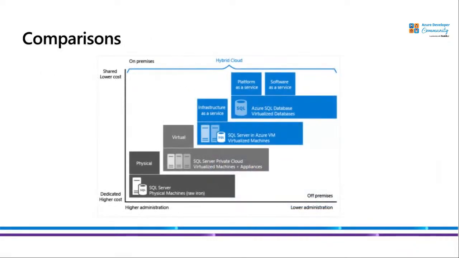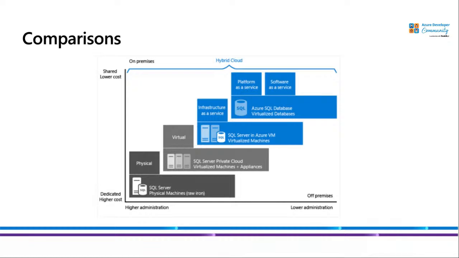So, as we have talked about why we must shift to cloud, we can see the graph here, the cost versus administration graph. If you're using SQL Server on physical premises, or on-premises, there is a really high dedicated cost, and you need to manage really high administration for that. But if you are using a virtual server, SQL Server private cloud, then the cost and the administration are reduced.